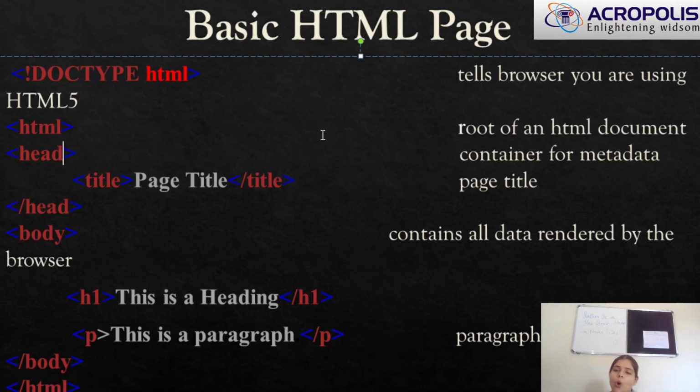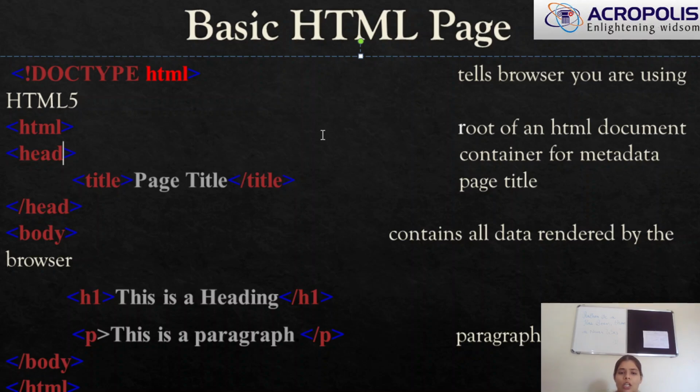The head tag contains all the metadata of our web page and the body tag contains all the data rendered by the browser. Inside the head tag, we use the title tag. The title tag is used for giving the name of our web page, and inside the head tag we can also use a script tag and style tag. The script tag is used for adding JavaScript to our web page, and the style tag is used for adding CSS to our web page.